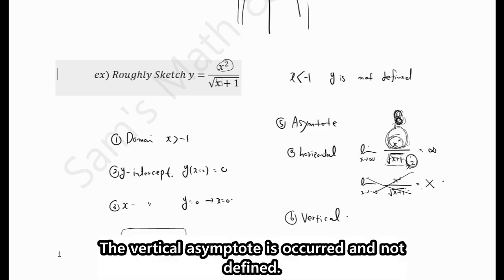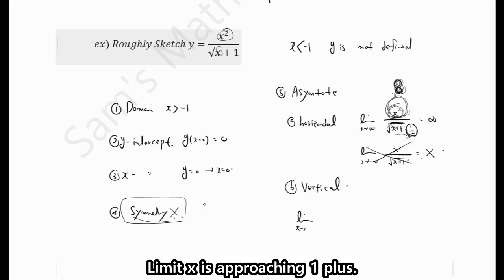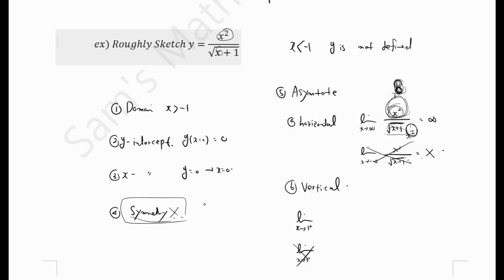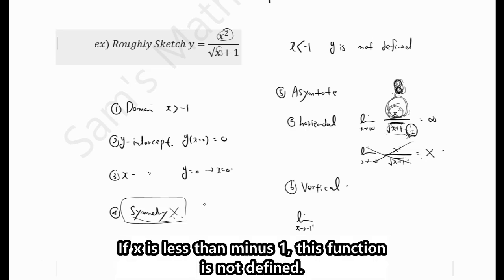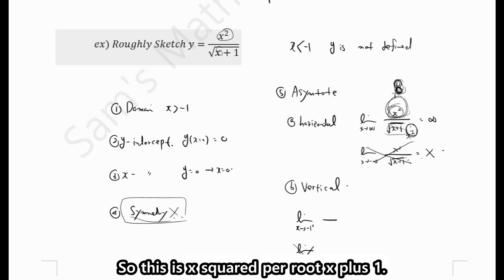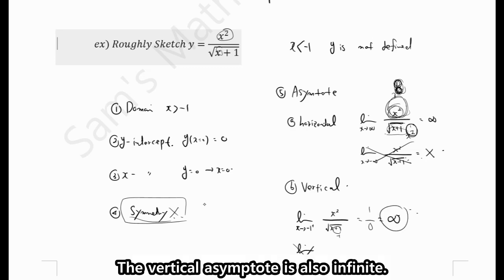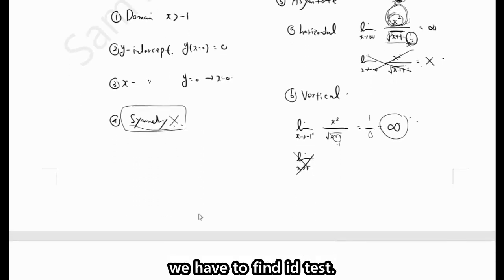Vertical asymptote occurs where the function is not defined. Limit as x approaches minus 1 from the right and from the left. This is not defined. It means if x is less than minus 1, this function is not defined. So this is x squared over square root of x plus 1. The numerator is positive and the denominator is positive, and this is 1 over 0, so this is infinite. The vertical asymptote is also infinite. So next step is we have to find the increasing/decreasing test.